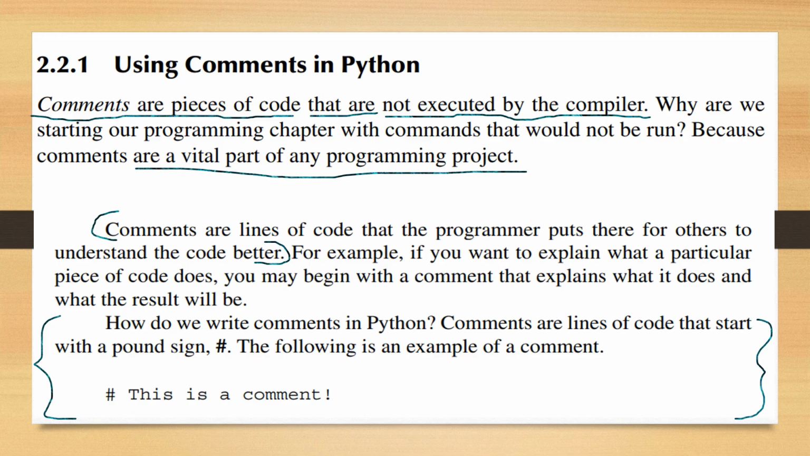Using comments in Python. Comments are those pieces of code which are not executed by the compiler and are ignored by it, but they are still a great help to understand what the code is about. For writing comments, we use a pound or a hash sign followed by whatever the comment is. Hashtag, this is a comment. Hashtag, the below is the code for writing hello world.